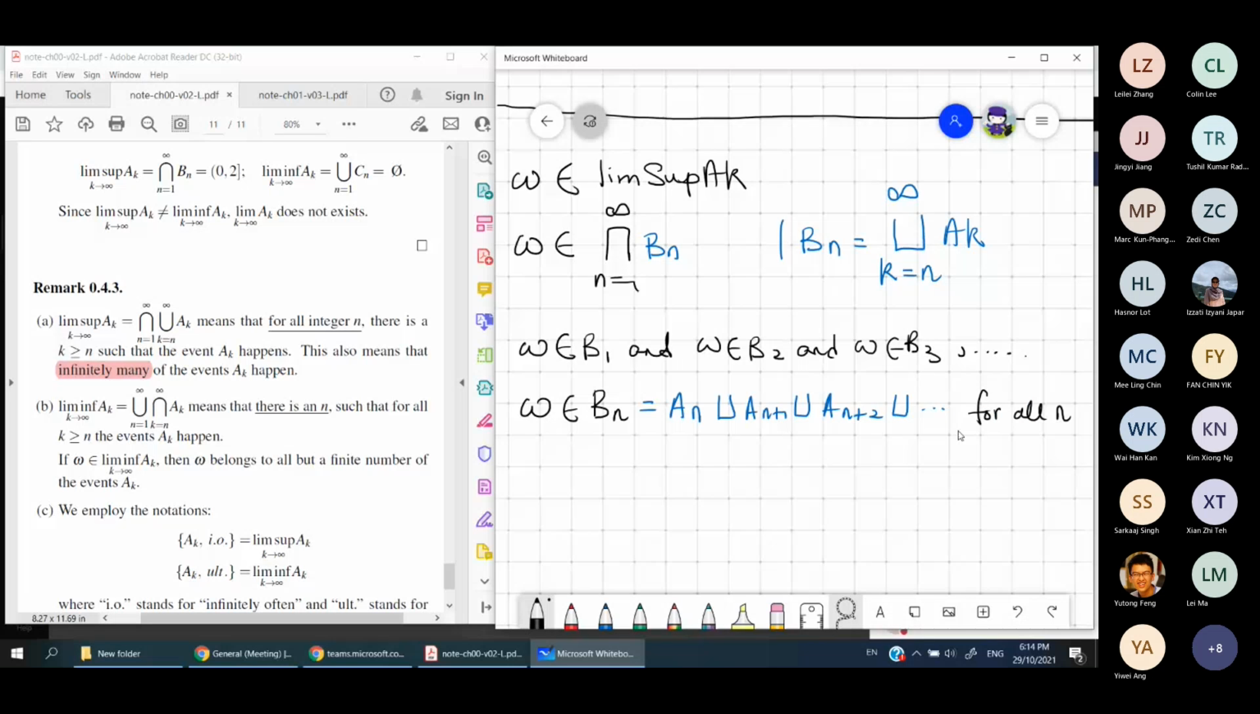So omega belongs to An or An plus 1 and so on. That means omega must belong to one of the A's here. So this simply means omega belongs to AK for at least one K which is larger than or equal to n, because it's one of them. Mathematically, that's how we describe the elements of the limit superior of AK.